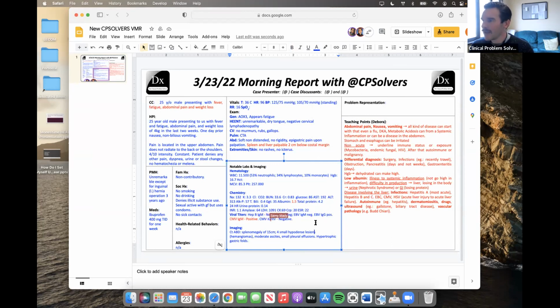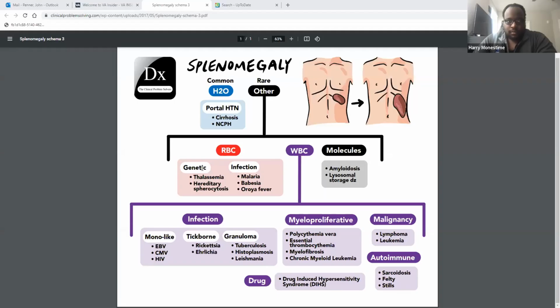So I think when we think about the finding of splenomegaly, I'm just going to pull something up here. Harry, if you don't mind if I take over the screen for just a second. Yeah. Is everyone able to see this okay here? You all see our splenomegaly schema? So when we think about splenomegaly, right, the question is going to be, what is making the spleen swollen? Is this water, or is this something else? And the something else can be one of three things: red cells, white cells, or small molecules.